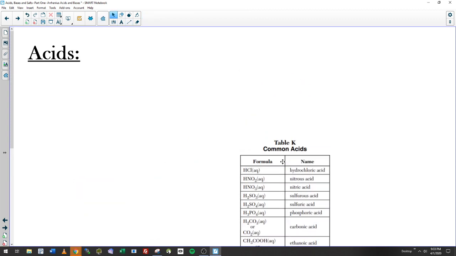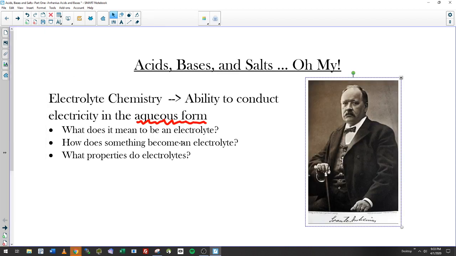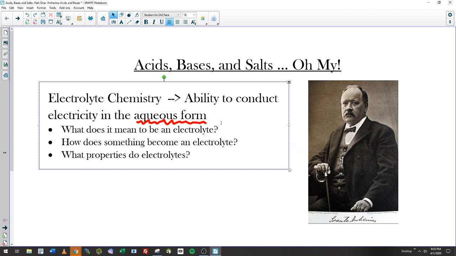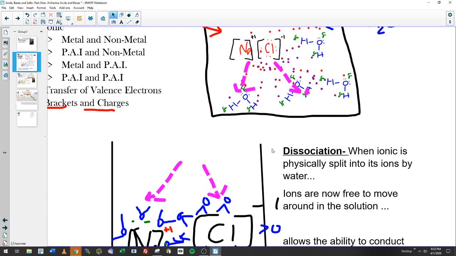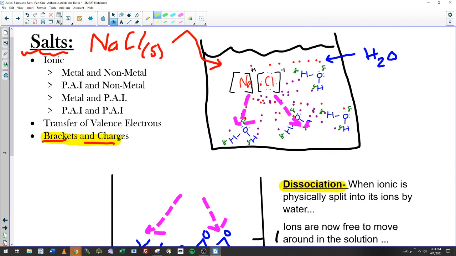According to Arrhenius, in order for you to be an electrolyte, so I'm going to go back over here, they have the ability to conduct electricity in the aqueous form. And the only reason we're able to do that is because we are dissociating. This is really important. The reason things can dissociate is because they have brackets and charges, and water is polar, which allows them to find each other physically attractive. In order for you to have brackets and charges, you need to be ionic to be able to pull these things apart.